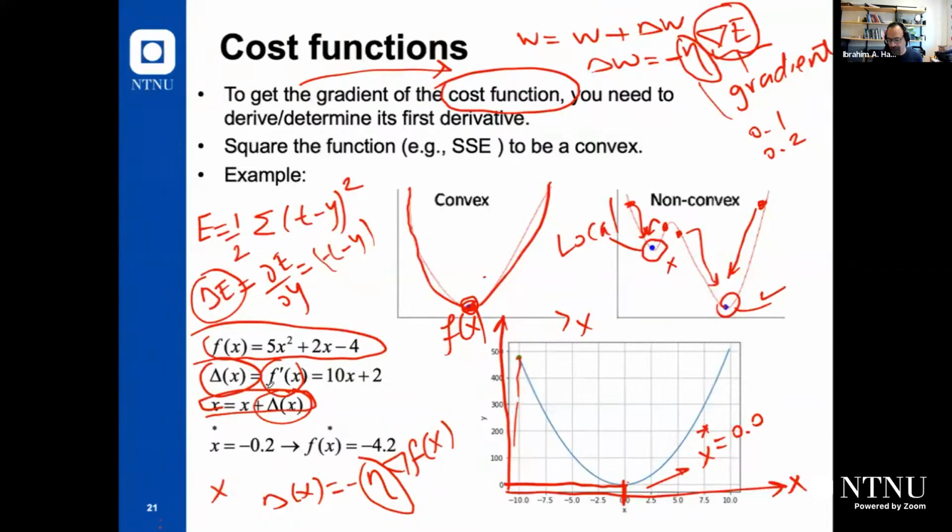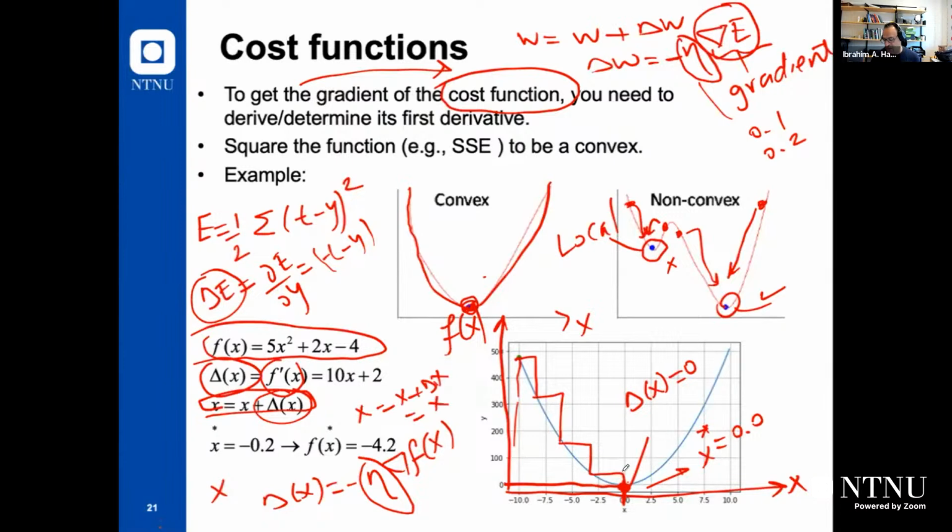So new x equals old x plus delta x. We will do this iteration by iteration until we reach this point. And when we reach this point, we will discover that delta x here equals 0, correct? So at that point, delta x, or the gradient, will become 0. And when it becomes 0, what will happen? So delta x equals 0. So x equals x plus delta x, it will be x.